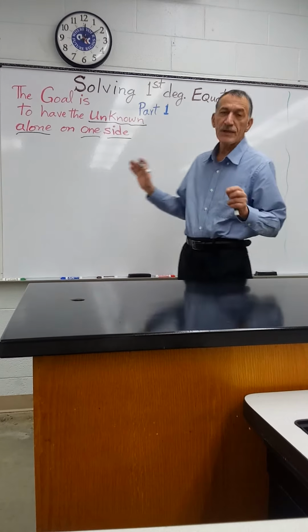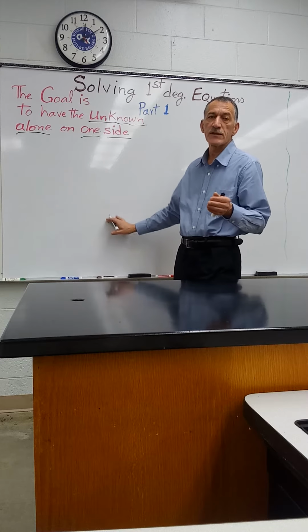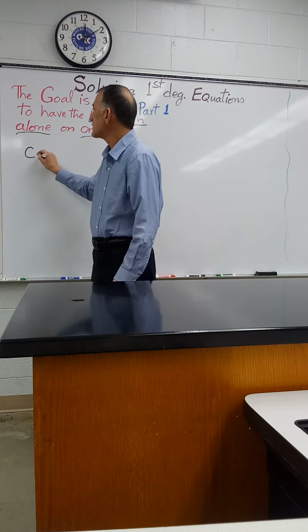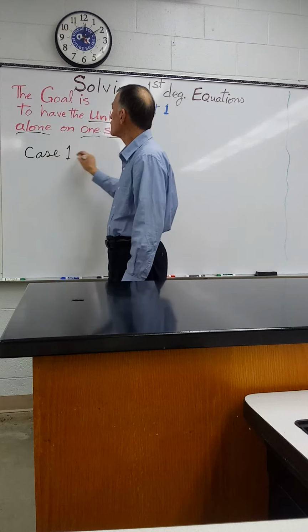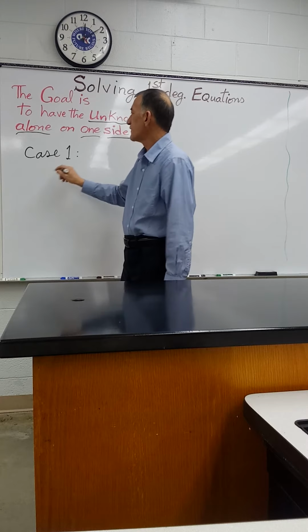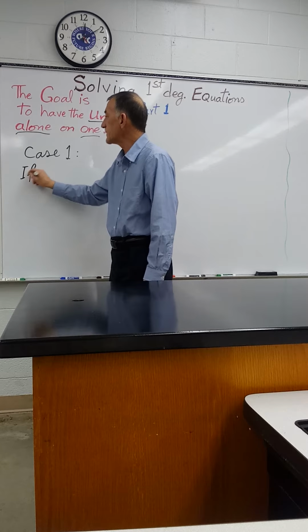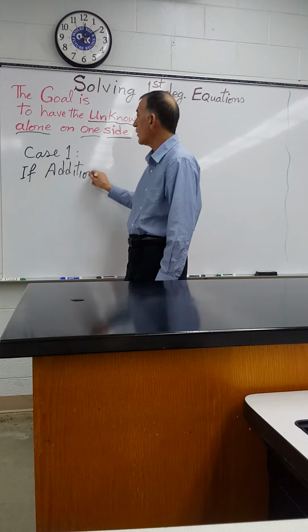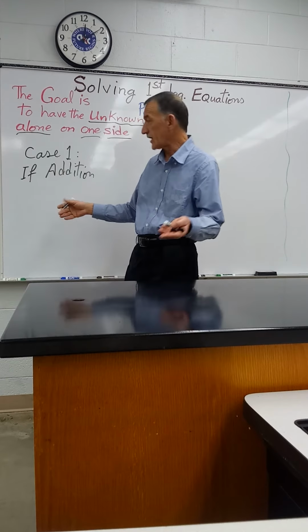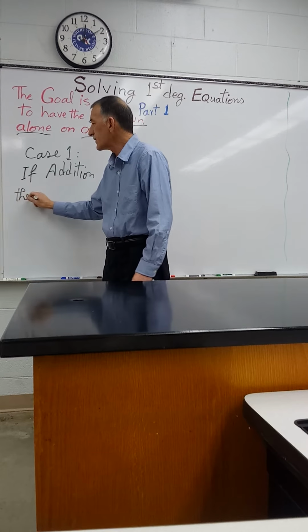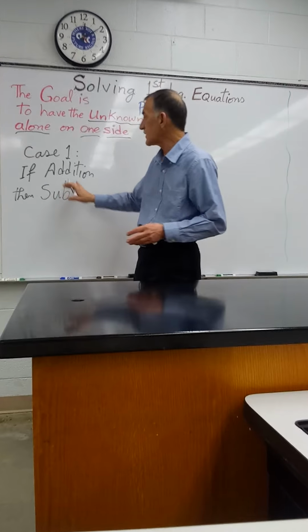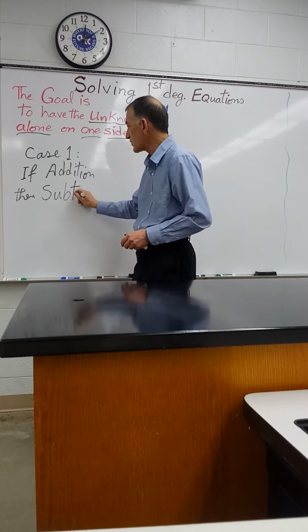But for the first basic easy one, we're going to go through different cases, and I'm going to present 4 cases for you. Case 1 is if you see addition, then you take the opposite action of addition, which is subtraction. Then you subtract from both sides. Make sure you subtract from both sides. So we subtract if you see addition.